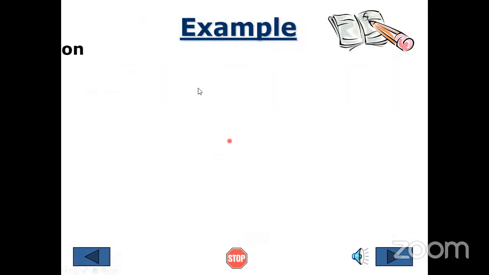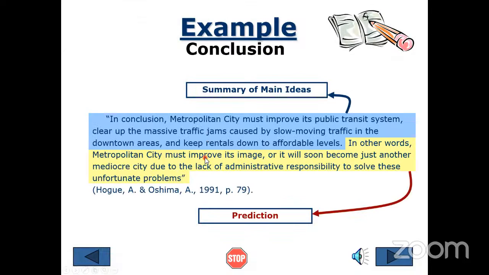So let's watch. Look at the conclusion paragraph below. The first sentence summarizes or repeats the main ideas of the paragraph. The last sentence includes a prediction. Okay, we're going to continue with this last part. In conclusion, we have some connectors, right? We have some links, some connectors, right?